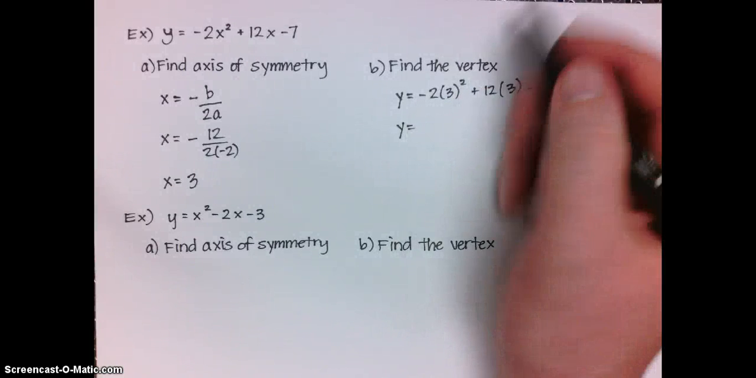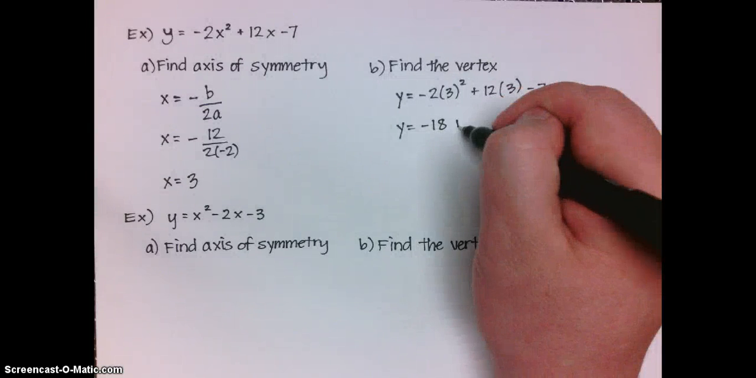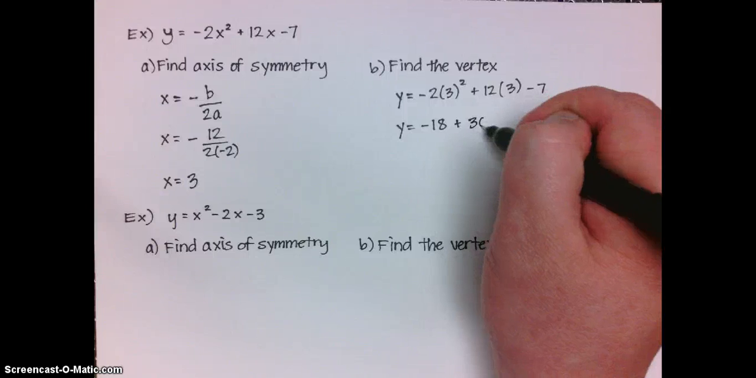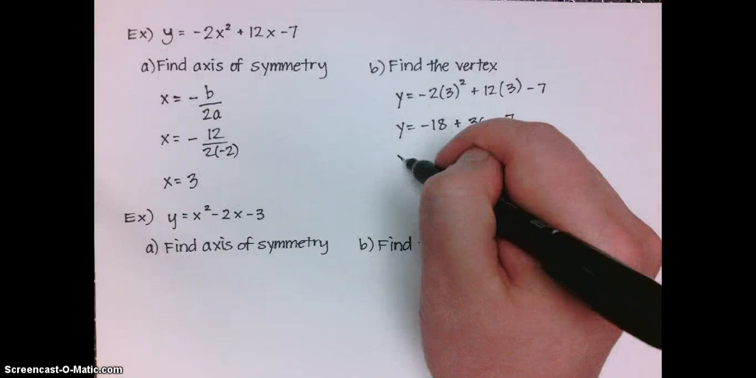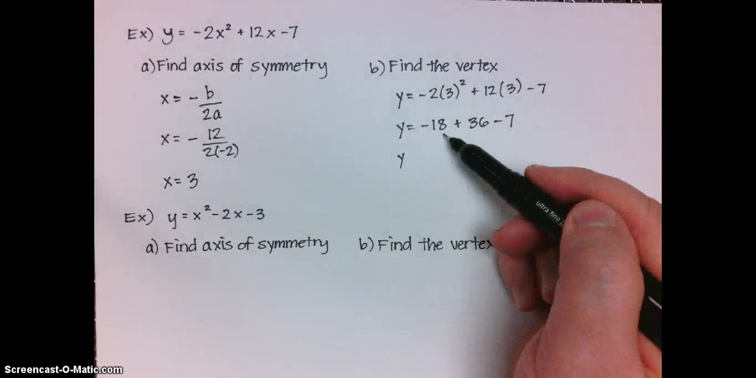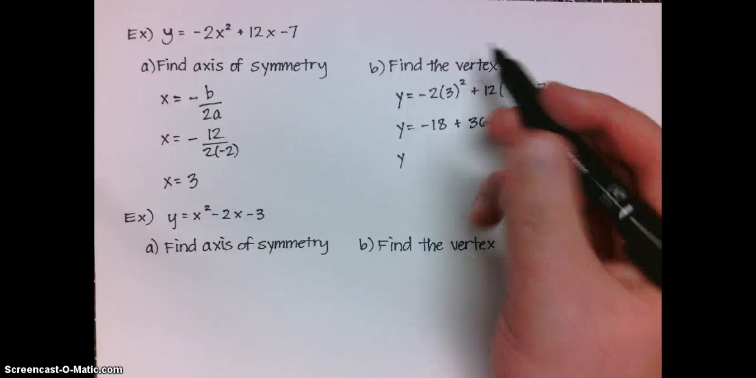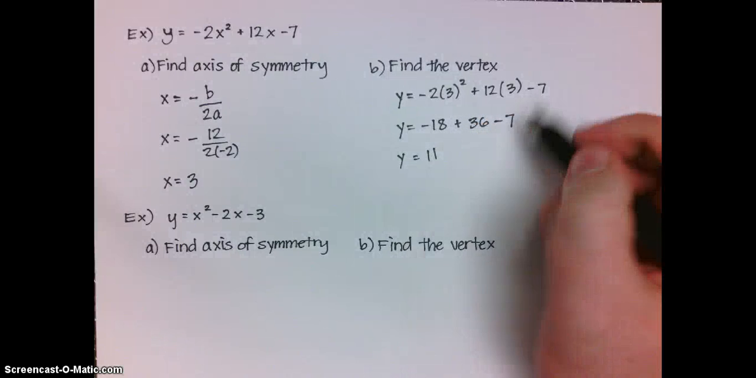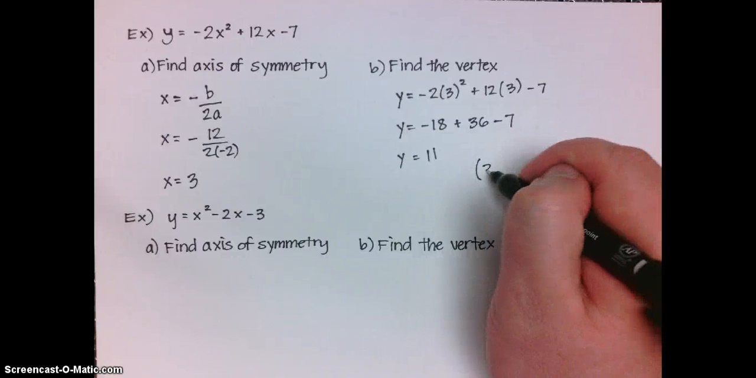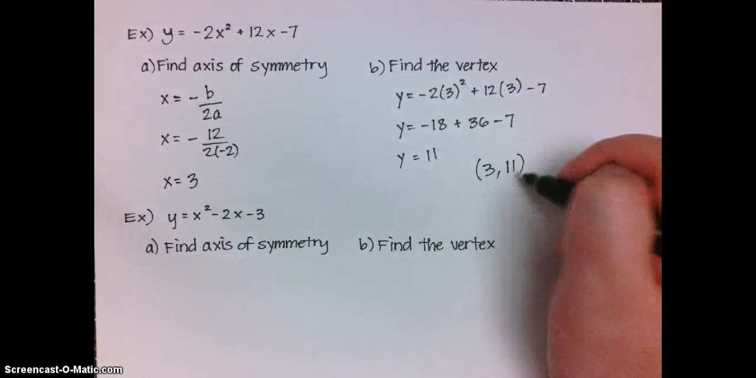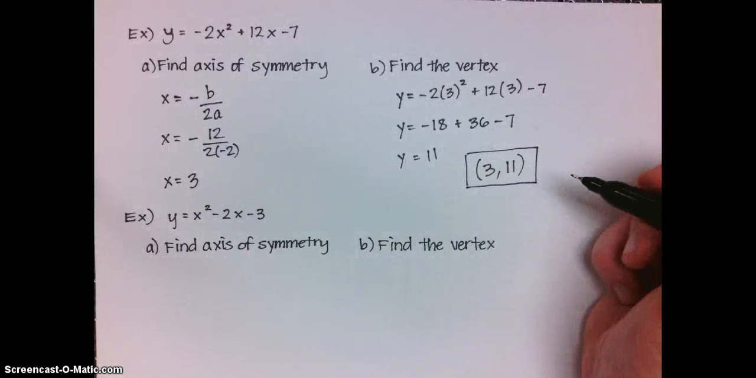Negative 2 times 3 squared, which is 9, is negative 18, plus 12 times 3 is 36, minus 7. When I add those together, negative 18 plus 36 is positive 18, minus 7 is 11. So that's telling me that the vertex is going to be at x is 3, y is 11. So at this coordinate, this is going to be the vertex of my parabola.